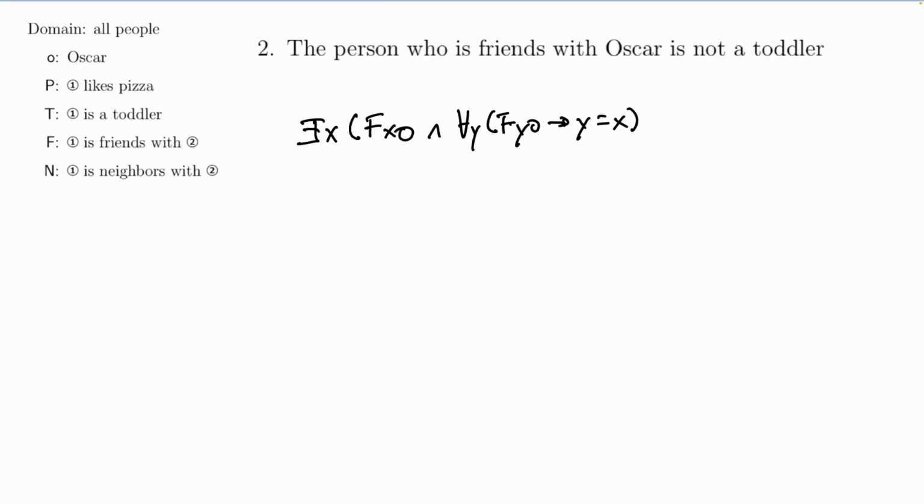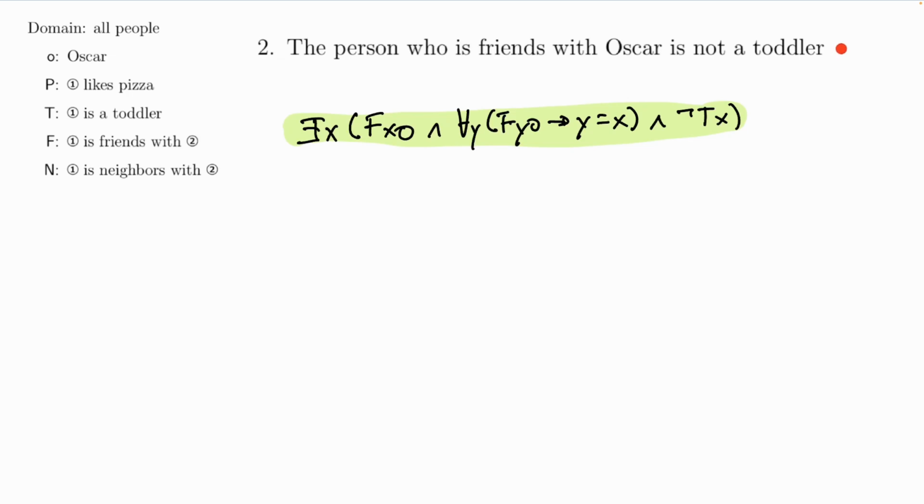So again, so far we've captured this idea that there's exactly one person who's friends with Oscar, and we want to say they are not a toddler. So we would add as a last conjunct, it's not the case that TX. And that, again, assuming Russell's analysis of these types of statements is correct, this would give us our translation of the person who is friends with Oscar is not a toddler.